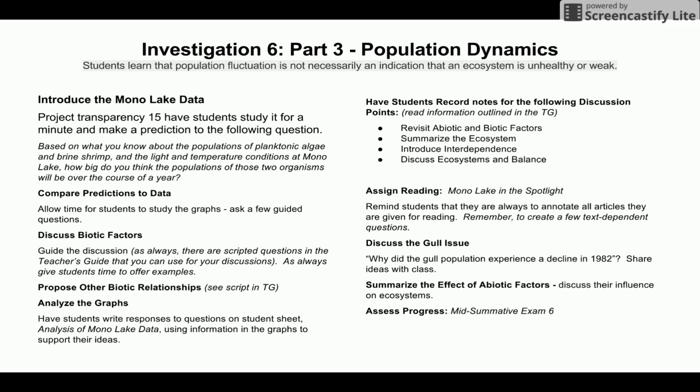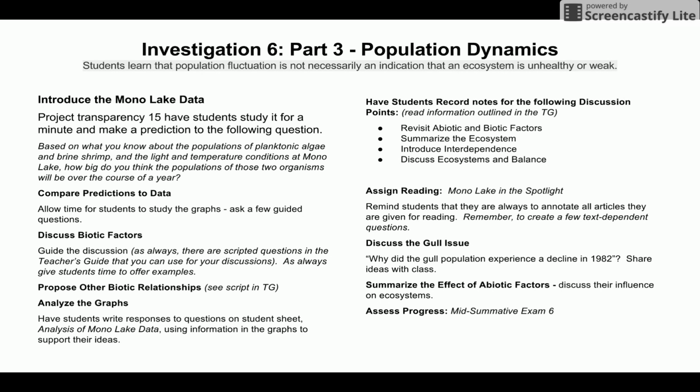Investigation 6, Part 3, Population Dynamics. Students learn that population fluctuation is not necessarily an indication that an ecosystem is unhealthy or weak. Introduce the Mono Lake data. Project Transparency 15. Have students study it for a minute and make a prediction to the following question.